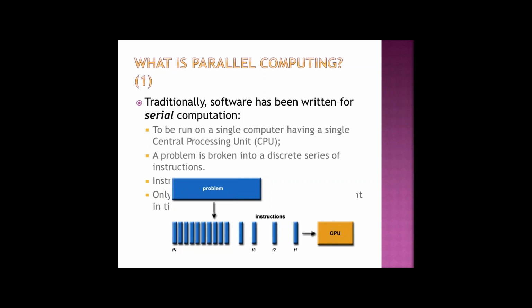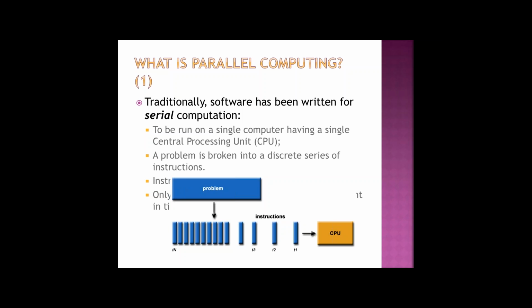Concurrent means, as I told you, when more than one process overlaps in time, that is known as concurrent processes or concurrent programming. Now, what is parallel computing? Traditionally, software has been written for serial computation, that is, one after another. That is to be run on a single computer having a single CPU, that is, a single computer, a single memory system, a single central processing unit.